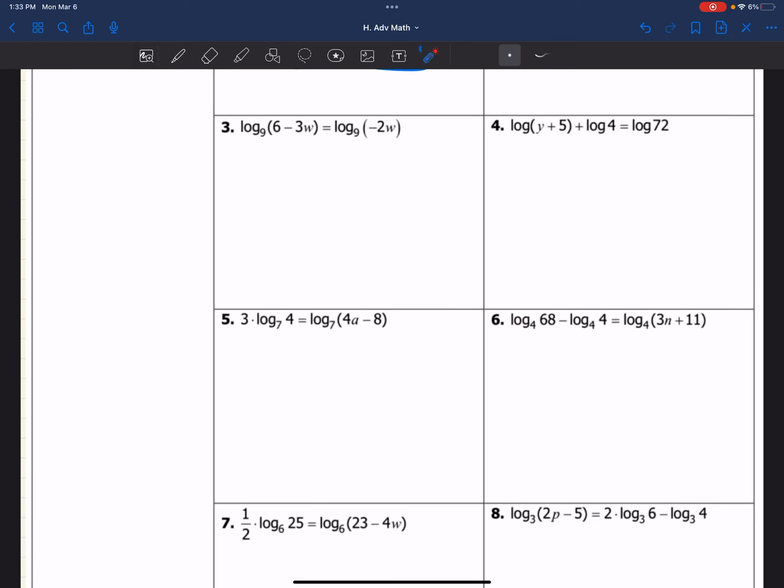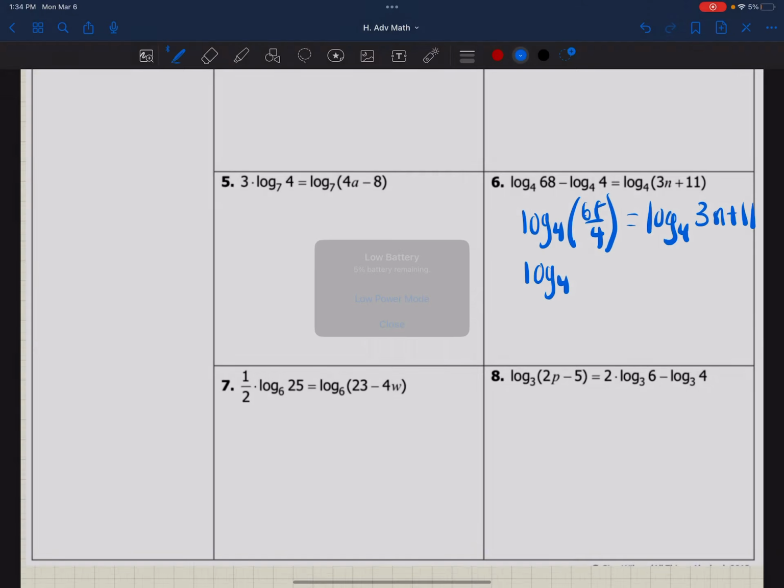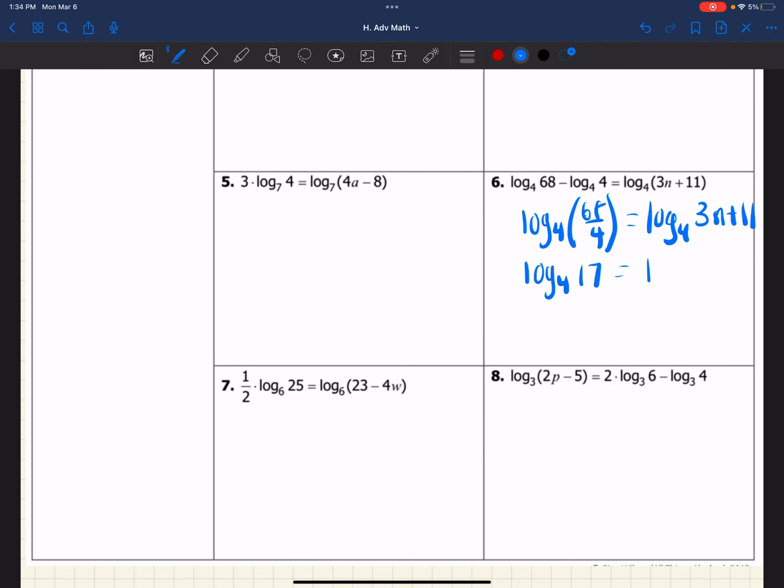These two terms both have a log, they both have a common base, and they're being subtracted. So we can use our quotient property to write this as log base 4 of 68 divided by 4 is equal to log base 4 of 3n plus 11. What is 68 divided by 4? Well, that gives you 17. So you get log base 4 of 17 is equal to log base 4 of 3n plus 11.